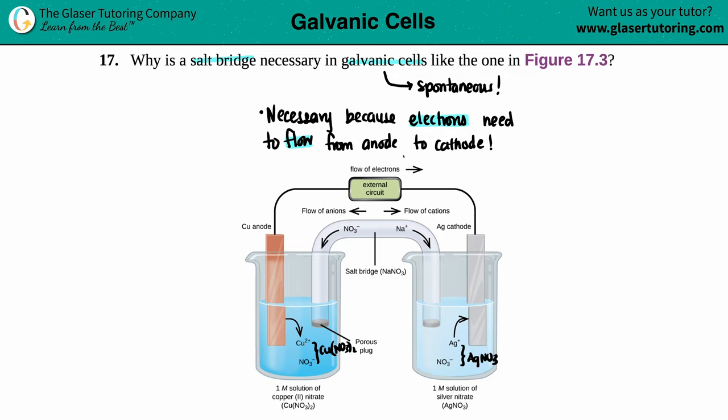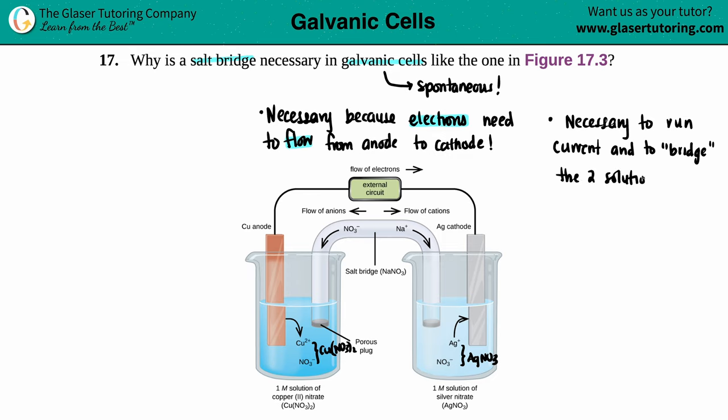So, also necessary to run the current, to produce whatever electrical current is happening in the circuit. The salt bridge is necessary to run the circuit and to bridge, literally, it's called a salt bridge. So it's putting together the two solutions. Without the salt bridge, these solutions would not be communicating with each other, and you would not be able to get any current. The electrons are not going to be able to flow. And that's basically it. That's all I got for you.